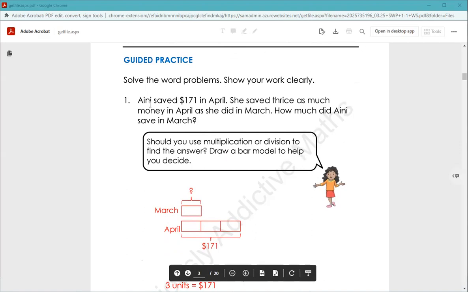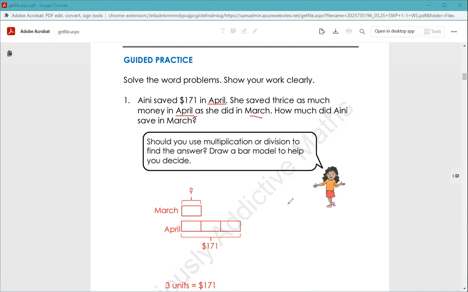So for example, the first question is this: Aini saved $171 in April. She saved thrice as much money in April as she did in March. How much did Aini save in March? So first of all, a question that I will ask them is how many bars should they draw? They should be able to see that I need to draw one for April, one for March. It is about understanding how much she saved in 2 months, April and March.